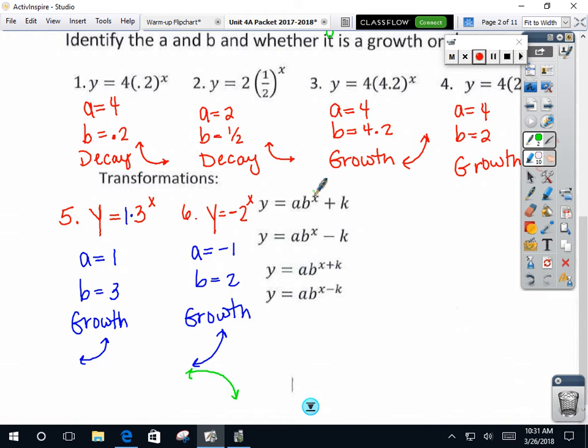Okay, now, in addition to the y equals a times b to the x, you can also have something added, something subtracted, something added to the exponent, and something subtracted to the exponent. So think back to when we were doing parabolas. What do you think this plus k will do to the exponential curve? Right, it'll go up k units. Whatever number's in for k, it'll go up that many units. So what do you think about a b to the x minus k? Down k units.